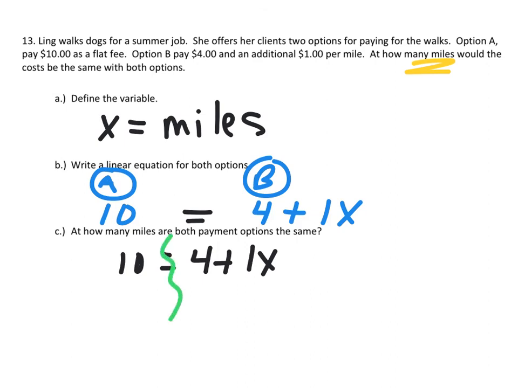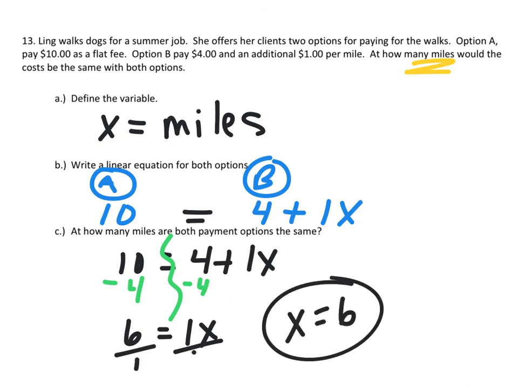So let's subtract 4 first on both sides. That gives us 6 equals 1x. Divide by 1, divide by 1, so x equals 6. So to answer the question, at how many miles would the cost be the same for both options? At 6 miles, the cost would be the same.